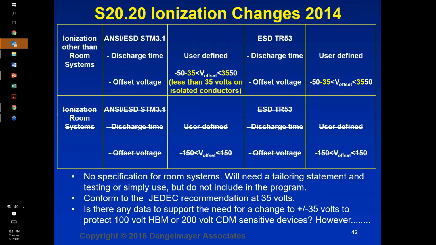A room system is typically adjusted to plus or minus 100 volts. If you adjust it to plus or minus 35 volts, it will not work very effectively. So what do you do? The separate specification for room systems is no longer in the document. That second line that you see there, it has been deleted completely. So what do you do about the room systems?